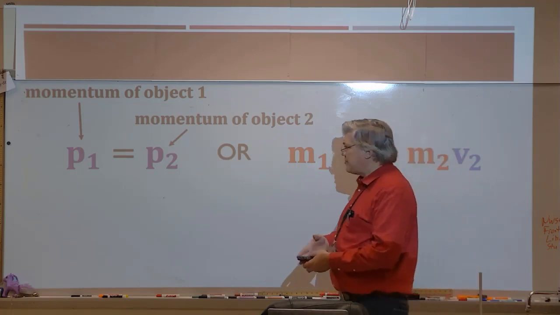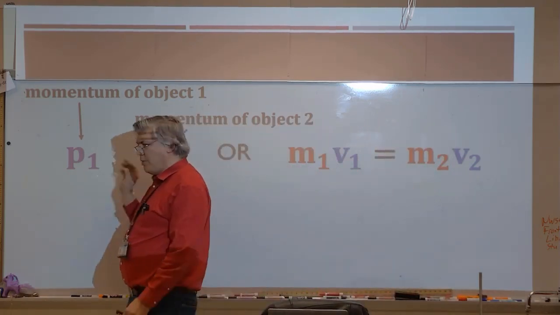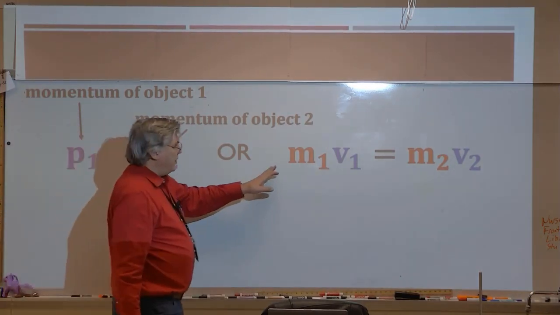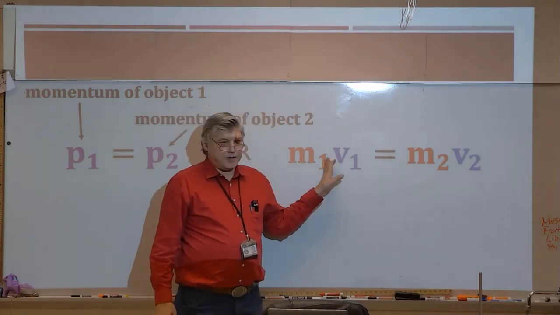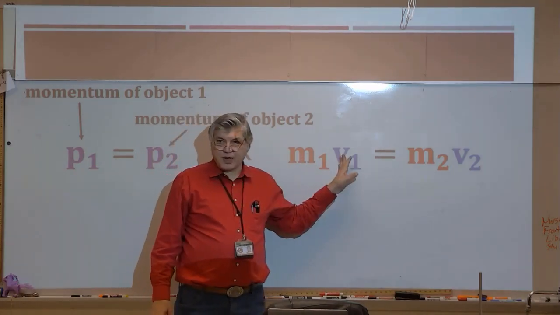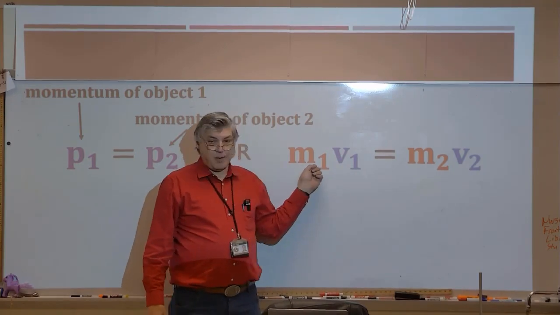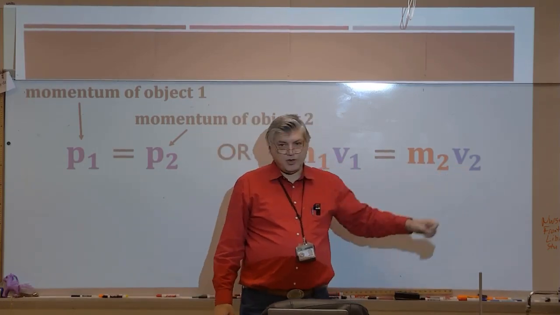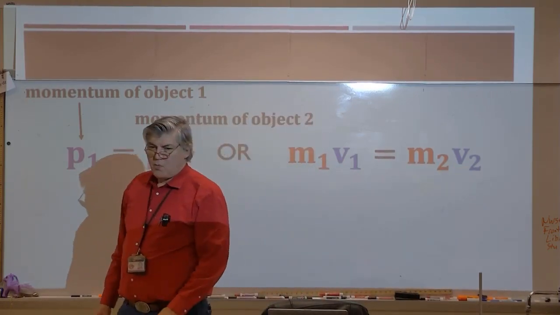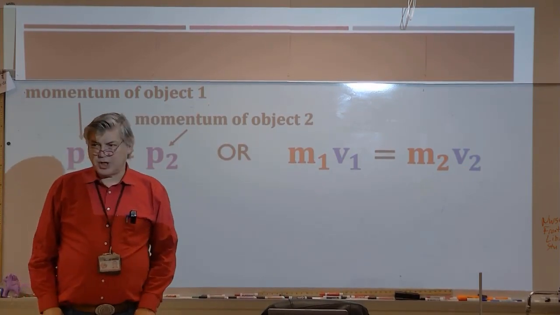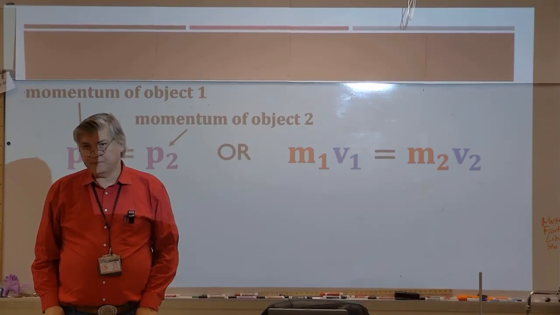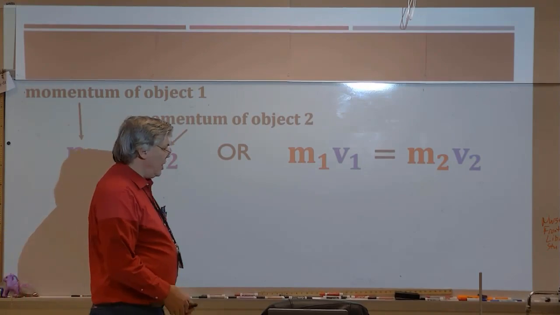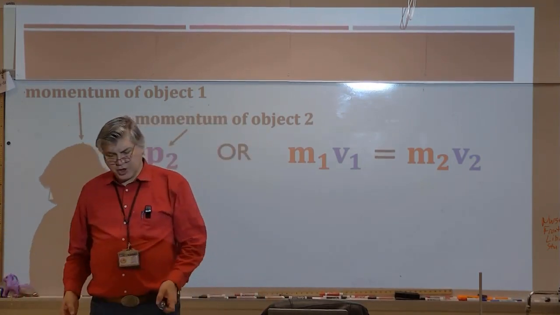The momentum of object 1 is equal to the momentum of object 2. And you've already learned yesterday that the equation for momentum is mass times velocity. So we just label this m1 and v1, and that has to equal m2 and v2. So we consider these separate objects before and after when we do it this way. There are other ways. Now this applies also to an explosion.